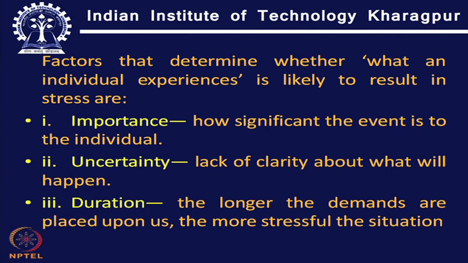The factors that determine whether what an individual experiences is likely to result in stress or not are, first, the importance of the stimulus for the individual, how significant the event is to the individual. Uncertainty, a lack of clarity about what will happen after this, when the outcome of that stimulus is not known to us. The duration, for how much time the demand is placed on us. The longer the demands are placed upon us, the more stressful the situations are.